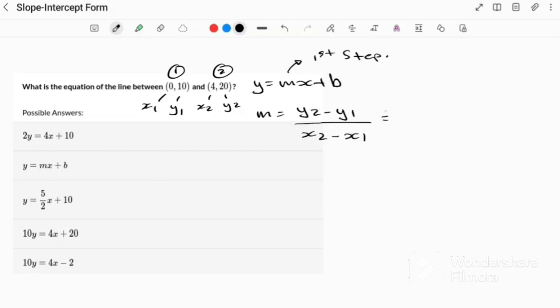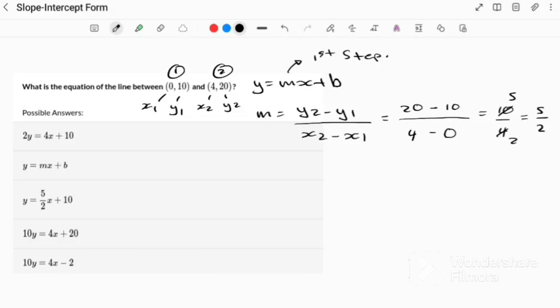So for y2, we have 20 minus 10 over x2 is 4 and x1 is 0, which leaves us with 10 over 4, and they're both divisible by 2, so we simplify it to 5 over 2. So we have found the slope.